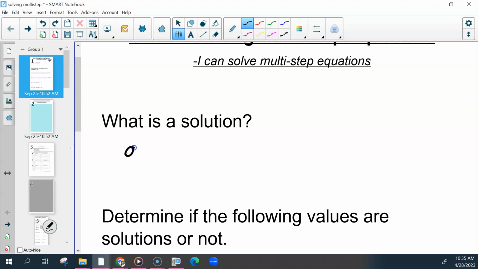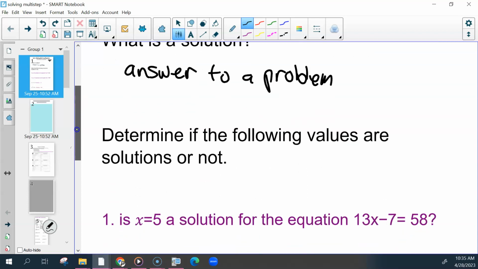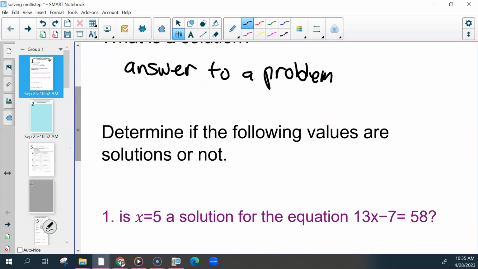So solution is the answer to a problem. And then if we found a solution, let's say in number 1, we said x equals 5 is our solution. How could we check to see this is our actual solution and we didn't just solve this incorrectly? How could I know for certain that this is our answer?